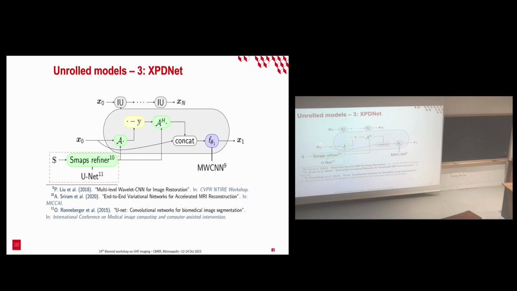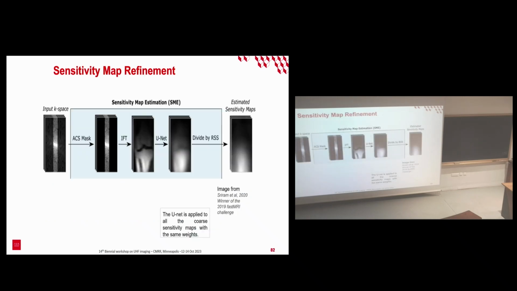I won't go into too much detail. One key ingredient was also what we call the S-maps refiner, which basically allows you to improve the estimation of the sensitivity map coil by coil, to make sure that in the end, the way you combine the information from the multiple sensors, the multiple coils, is improved. And this is typically the way we proceed with that.